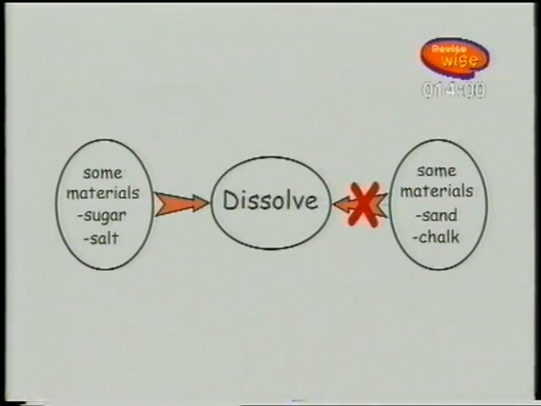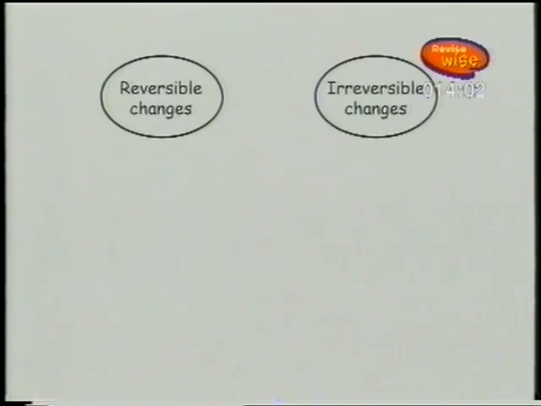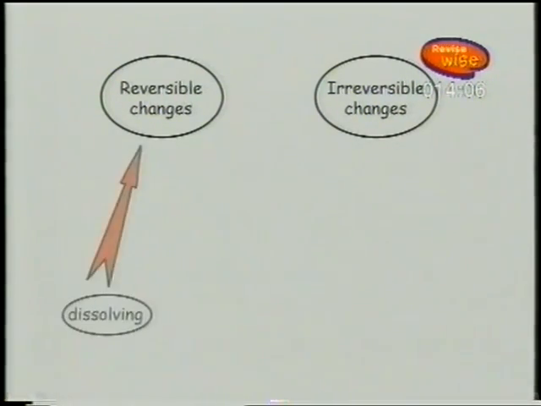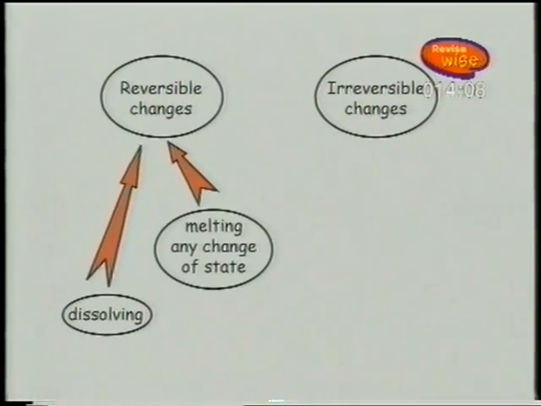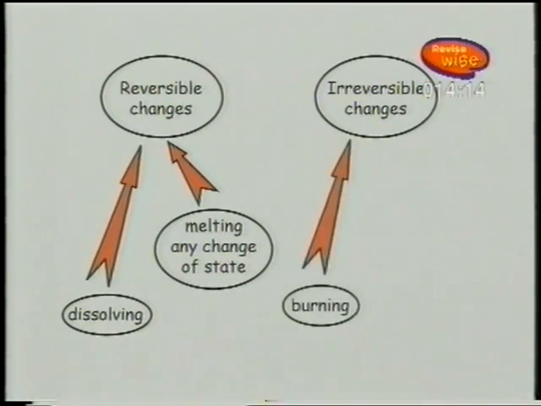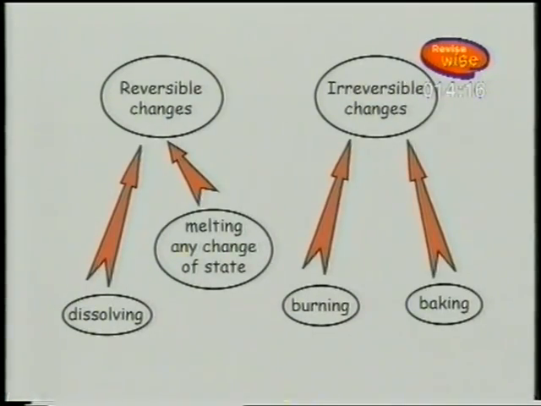Then we talked about reversible and irreversible changes. Examples of reversible changes are dissolving, melting, and any change of state. Examples of irreversible changes are burning and baking.